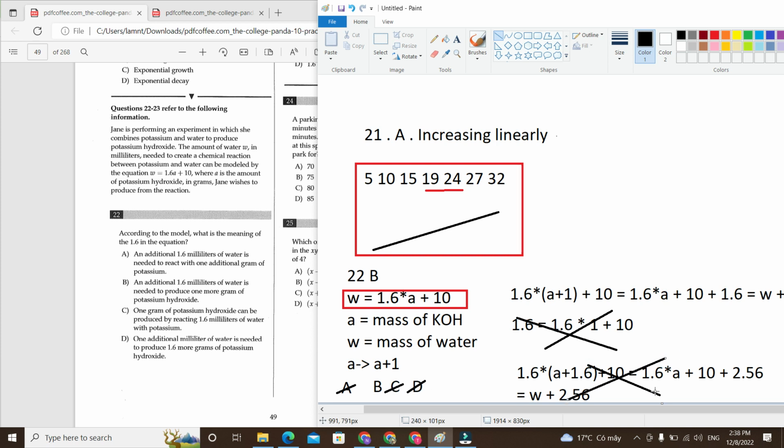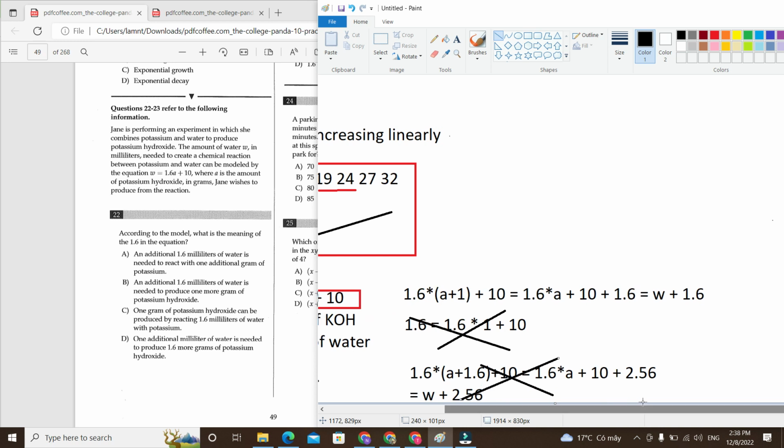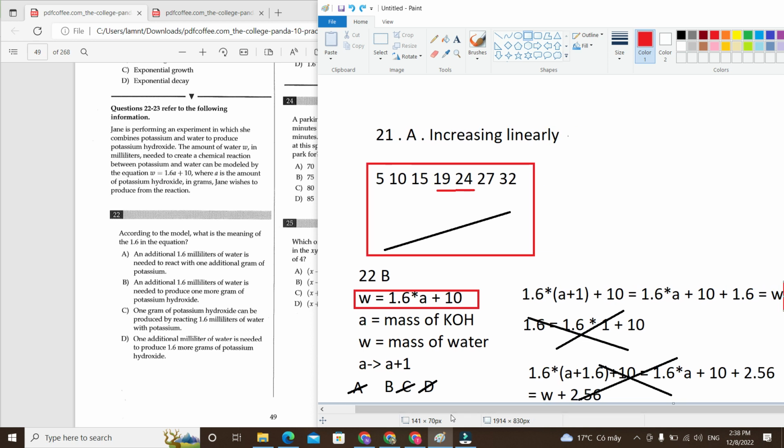So the only thing left is actually B. You can see here, if we want to produce 1 more gram of potassium hydroxide, we're going to replace A with A plus 1, and now when we expand it, we're gonna get W plus 1.6. So we need actually 1.6 more milliliter of water. That's why the answer is B. Kind of complicated, but that's how the exercise goes.